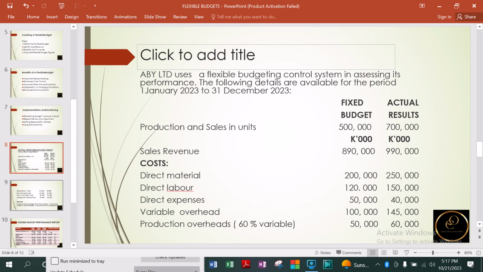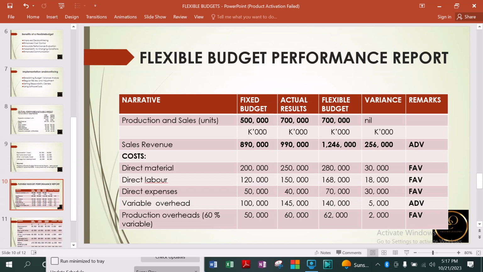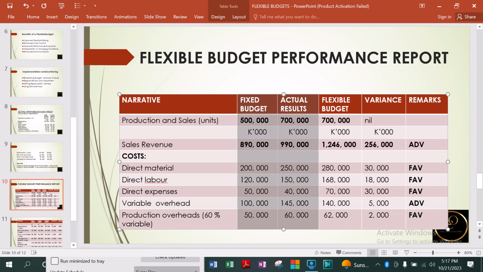Given this task, the preparation will be presented as follows. As I've said, you have the narrative, the descriptive part, you have the fixed budget, the actual result, the flex budget column, the variance column, and we have the remarks column or comments. So I've said that you have to copy everything that the question is showing you in terms of fixed budget and actual results together with the narrative part. Then you add just these 3 columns.